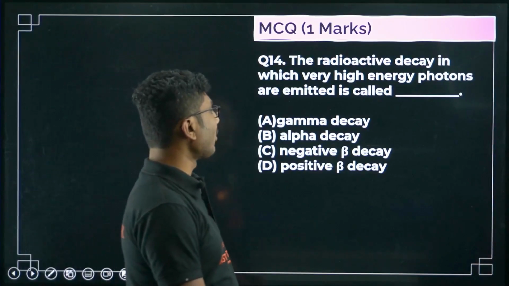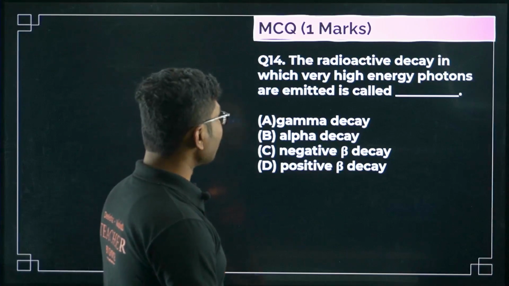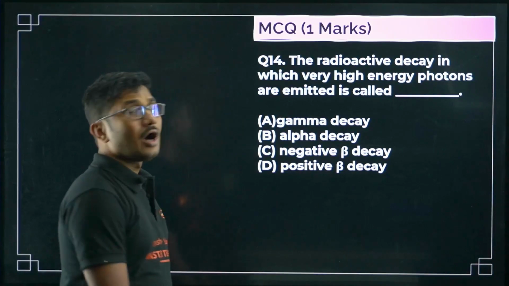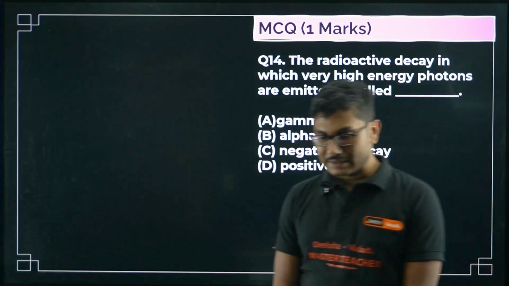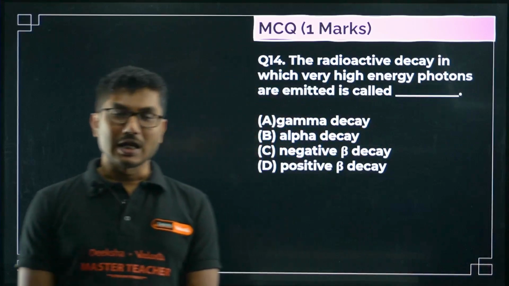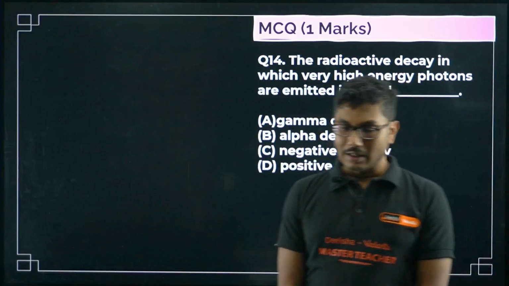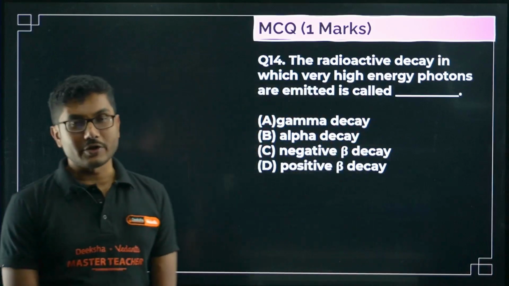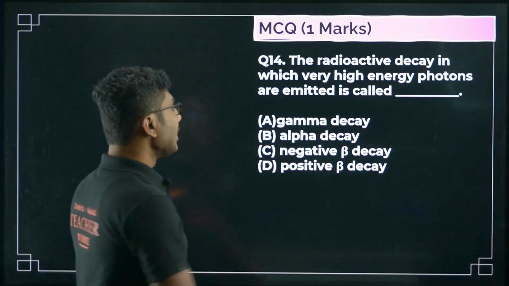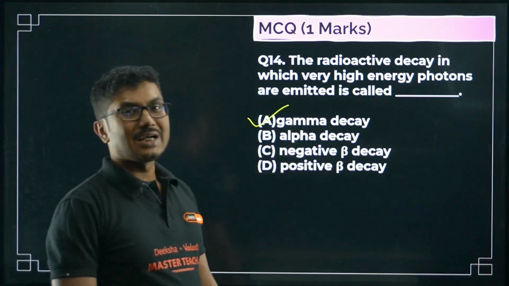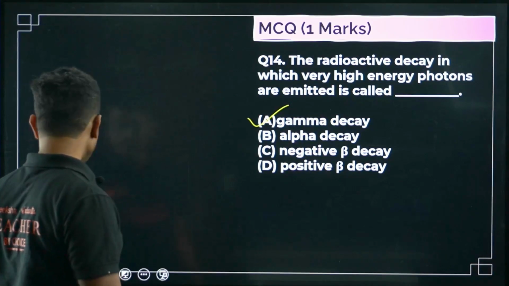Now question number 14: radioactive decay in which very high energy photons are emitted is called what? There are three types of decay in radioactivity: alpha decay, beta decay, and gamma decay. Alpha and beta are both particle decays, nothing to do with photons. Photon emission happens only when gamma radiation is emitted, and it has very high energy. So for high energy photons, obviously it is gamma decay, nothing to do with alpha decay or negative or positive beta decays.